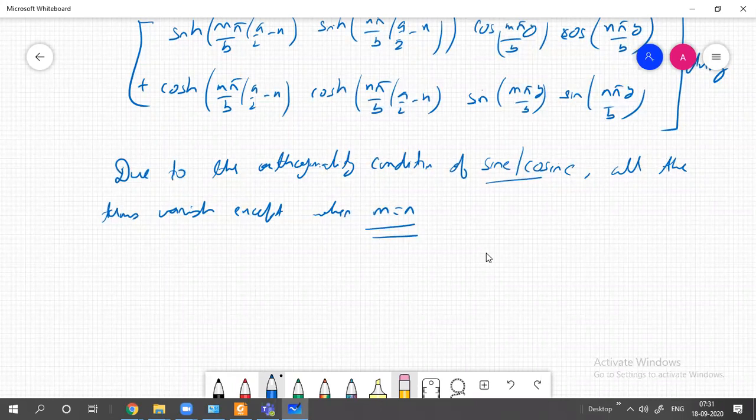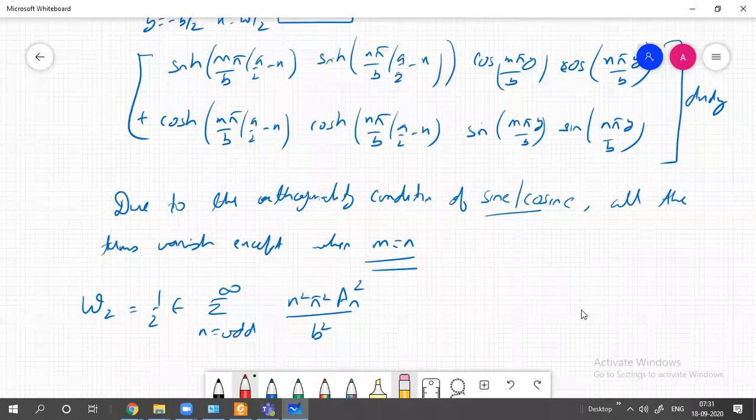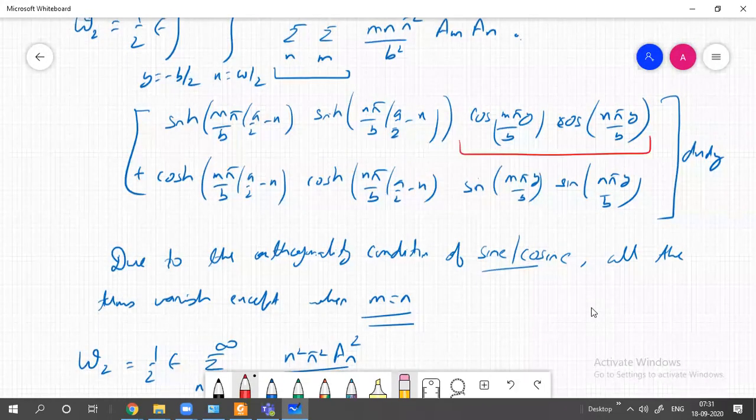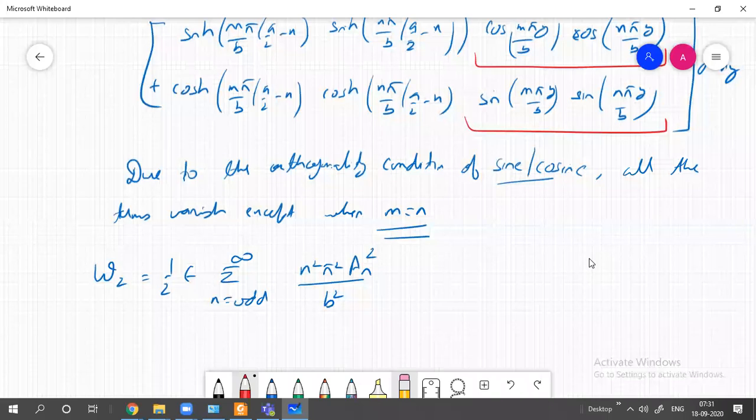So W2, if you solve it, is half epsilon summation n equals odd, 1, 3, 5, n squared pi squared an squared b squared, and this will give you a b by 2. If we integrate the y term, this will give me b by 2, these two will give me b by 2. So we'll have b by 2.